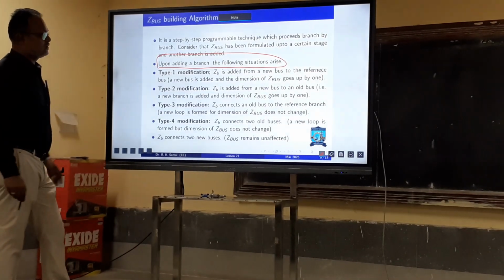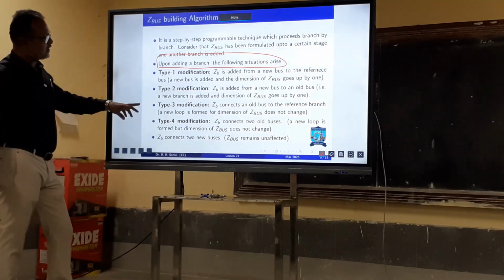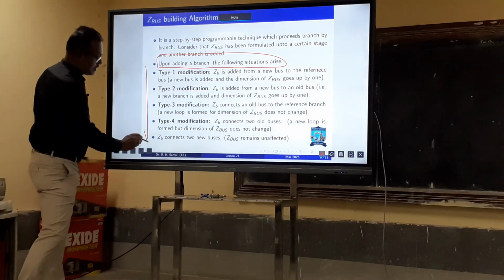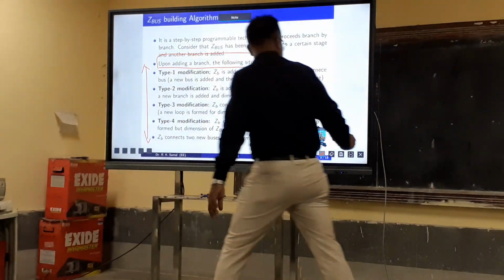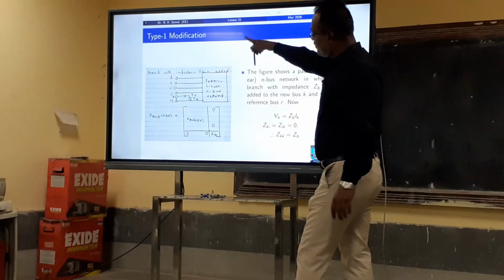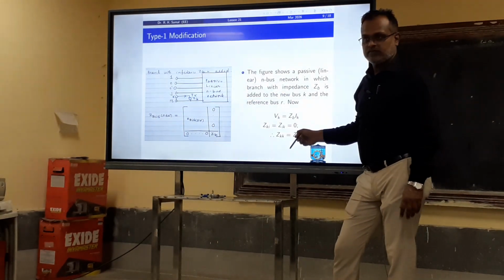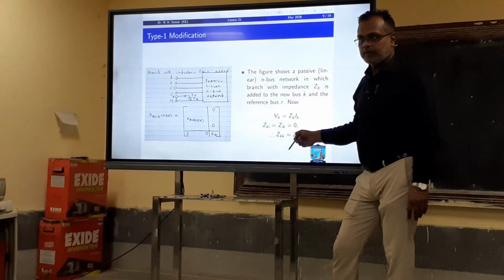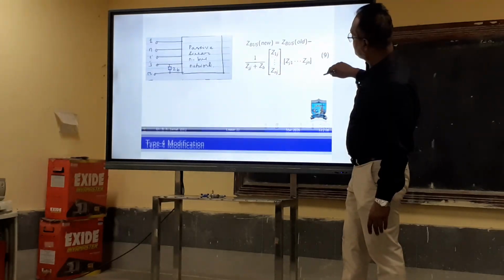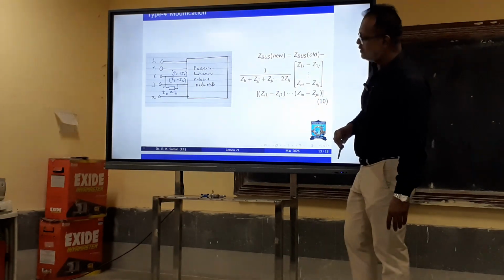Type 1 modification: a branch is added to form a new bus connected to the reference bus. Then type 2 modification, type 3 and type 4. So these are the modifications. Now, if this modification occurs, how are you going to change the Z bus? This is the formula. Similarly, for type 2, this is the formula. Type 3, this is the formula. Type 4, this is the formula.